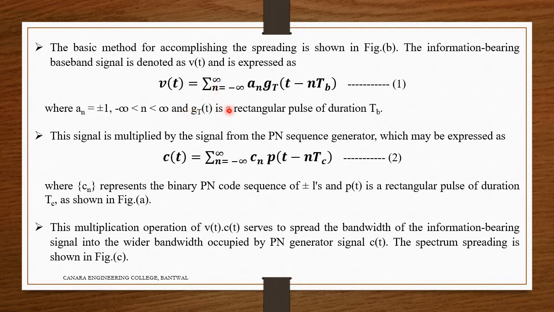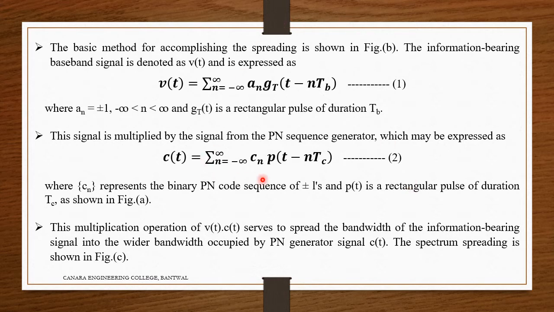And g of t is the rectangular pulse that tells the duration of each bit. Tb is the 1 bit duration. This signal is multiplied by the signal from the PN sequence generator, which may be expressed as C of t. C of t equals the summation from n equals minus infinity to plus infinity of C of n into P of t minus n Tc. C of n again represents plus or minus 1, and P of t is the rectangular pulse of duration Tc. Tc is the 1 chip duration, which relates to Tb and determines the bandwidth.